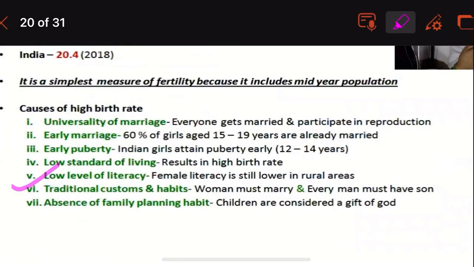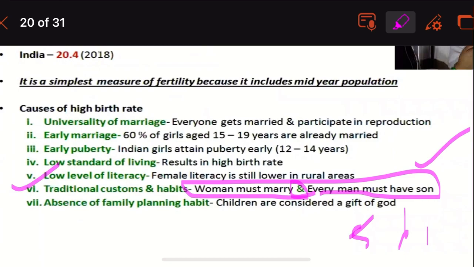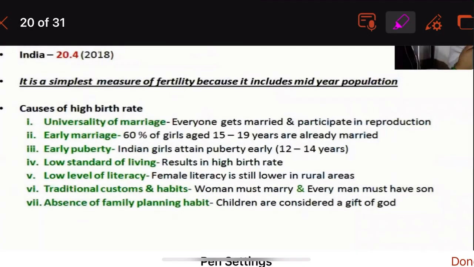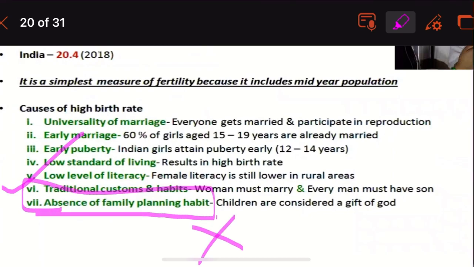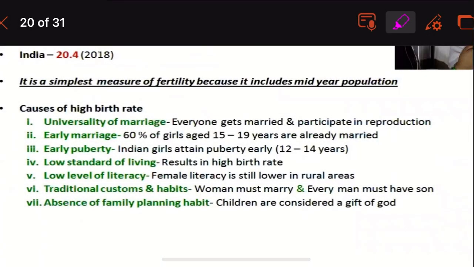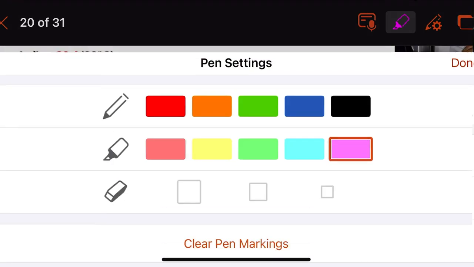Traditional customs and habits. As I told you earlier, a woman must marry, and every man must have a son. In order to get a son, he goes on to 5 or 6 kids. If a female baby is born, he wants to have a male baby, so the fertility rate goes on hiking up. So traditional customs and habits and the absence of family planning play a very important role. With no family planning, children are considered a gift of God, and the fertility rates are very high. I hope the causes are clear: universality of marriage, early marriage, early puberty, low standards of living, low literacy level, traditional customs and habits, and the absence of family planning methods.